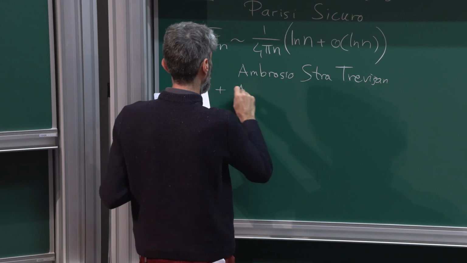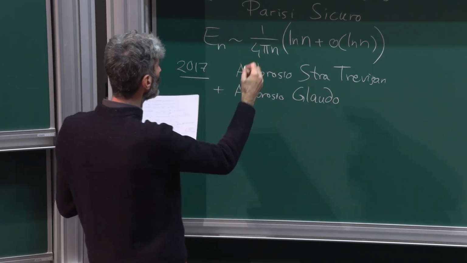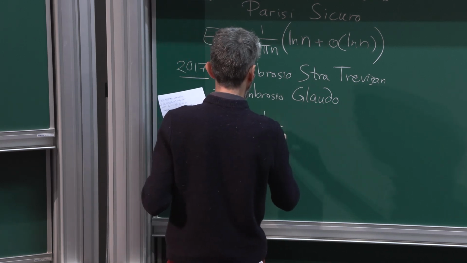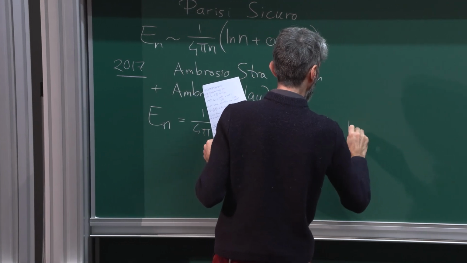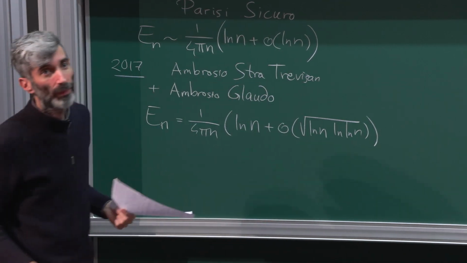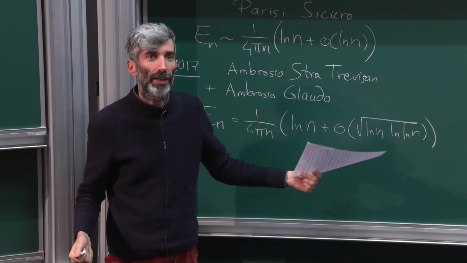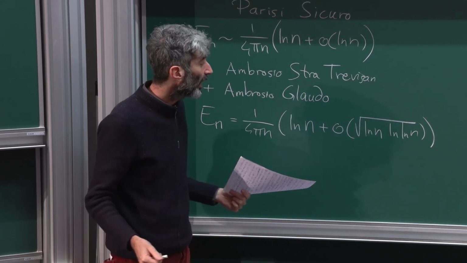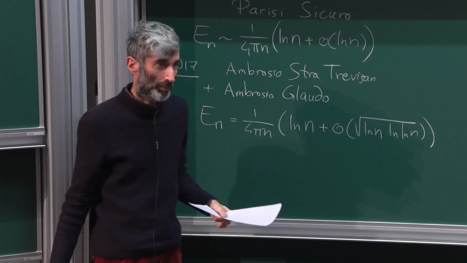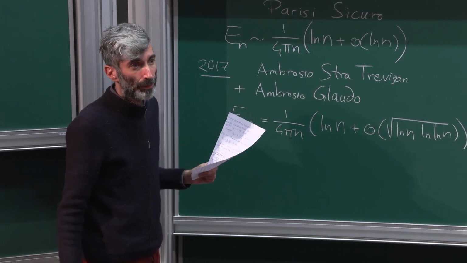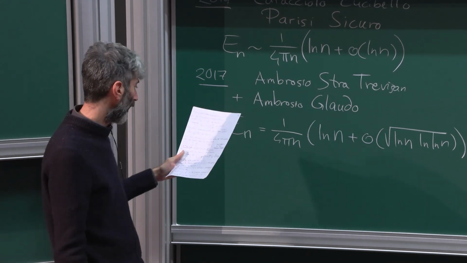And slightly later, with Federico Glaudo, they could say that En is really 1 over 4 pi n log n plus something not bigger than square root of log n log n. But these weird error terms, they admit that it's due to the fact that their method doesn't control the error terms quite well. And they kind of claim that with their method, it's not just that they've been lazy. Their method intrinsically cannot do much better than that. And those are very good people, and if they say that their method doesn't do that, I will not use their method for trying to do that, because that's out of discussion, essentially.